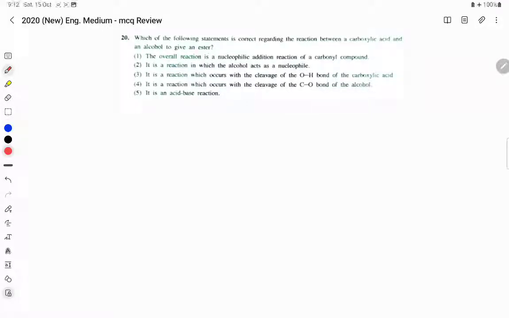Question number 20. Which of the following statements is correct regarding the reaction between a carboxylic acid and an alcohol to give an ester? The reaction will look like this. Let's say this is our carboxylic acid and this is our alcohol. Now this reaction is a reversible reaction which is catalyzed by H plus ions.